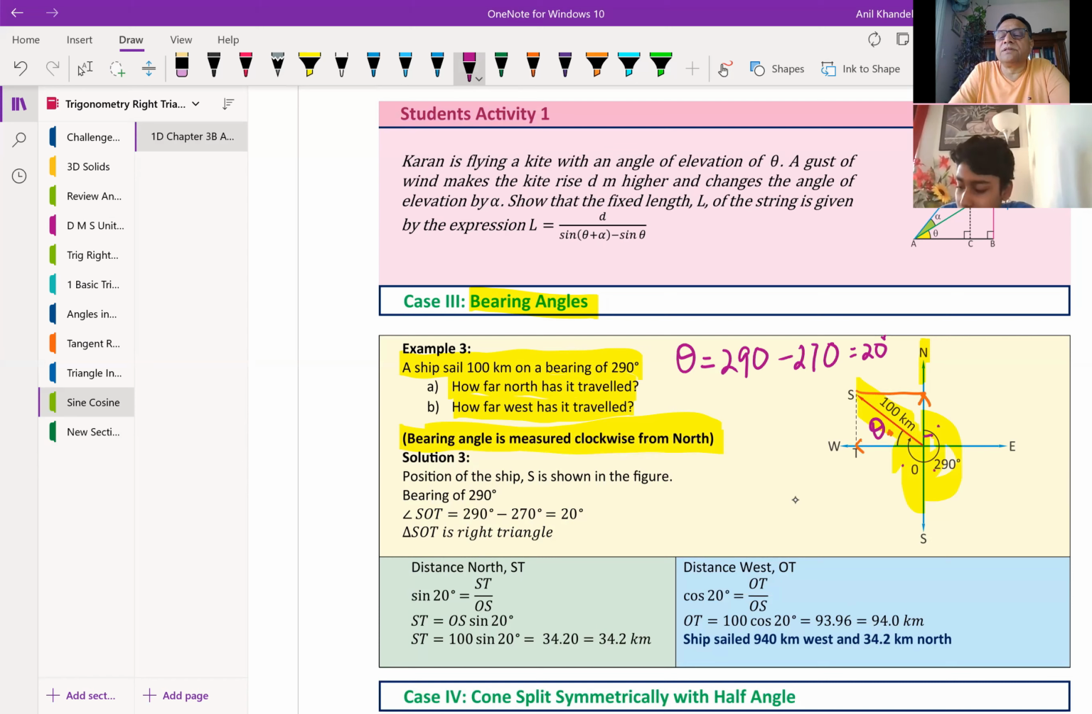Okay, sir. This is 90, 180, correct? Another 90. So it is 270 you have to take away from 290 to get this angle theta, correct? So you get an angle of 20 degrees. Now tell me, how much does it travel north?